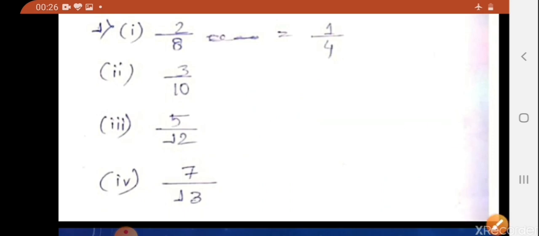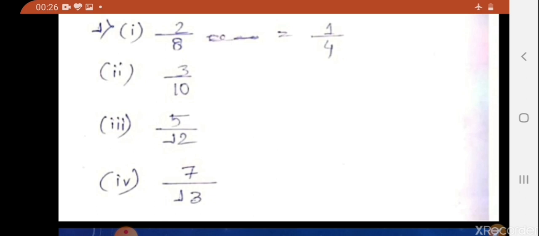Same way you can do other figures also. Second one, there is a pentagon and it is divided into 10 equal parts. So the denominator will be 10 and the number of shaded parts will be the numerator. So the answer will be 3 upon 10. Third one, the answer will be 5 upon 12 because 12 total parts are there.